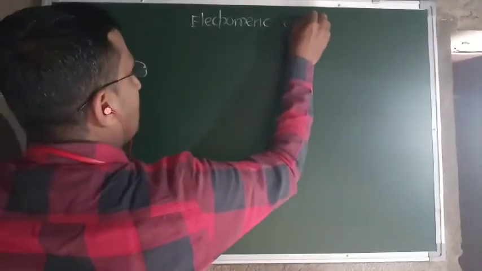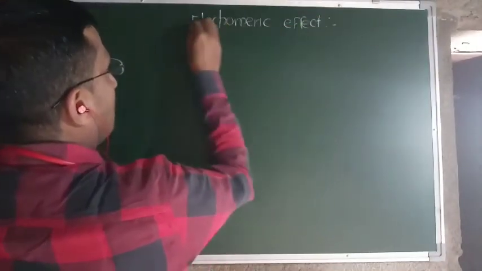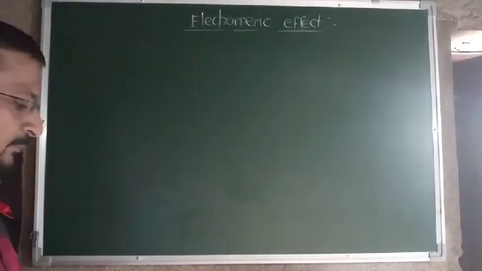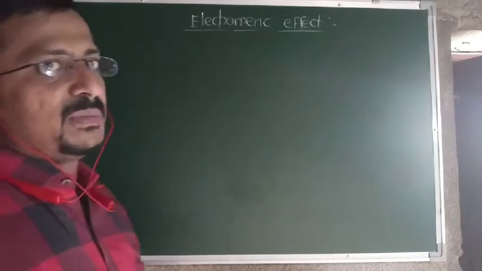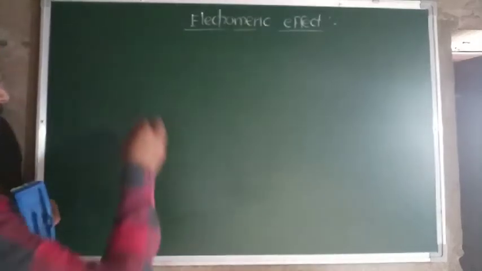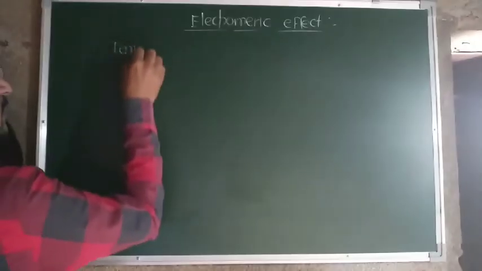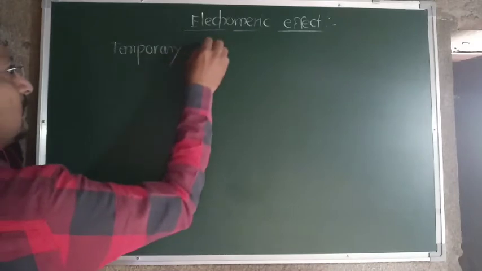Good morning, friends. So, this is my next lecture on GOC, that is General Organic Chemistry, and today we are going to discuss the last electronic effect, that is the electromeric effect. This is the last electronic effect. As far as the electromeric effect is concerned, it is a temporary effect.